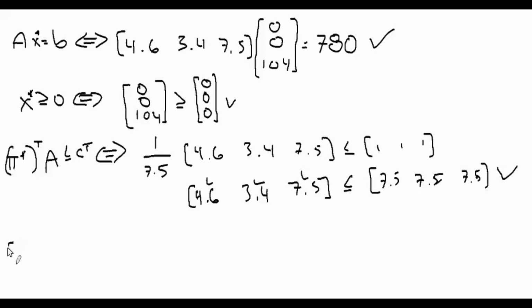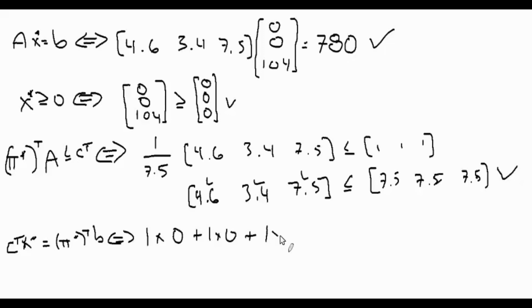Lastly, we want to check that c transpose x star is equal to pi star transpose b. And that's true if and only if we have 1 times 0 plus 1 times 0 plus 1 times 104 is equal to 780 times 1 over 7.5. And that's true.